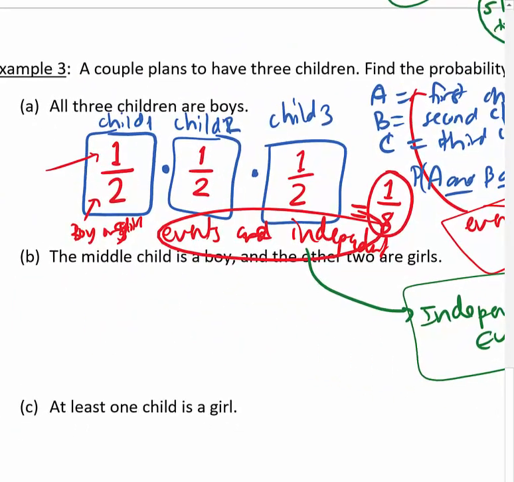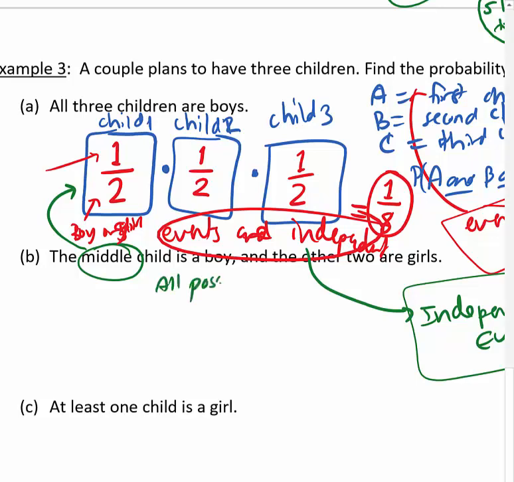But how about part B? The middle child is a boy and the other two are girls. Well, this one's actually tough to calculate. Because if we were to do the same thing we did last time, a half chance and a half chance and a half chance, then it wouldn't take into account that we want the middle child to be a boy. If you did it this way, you have a 1 out of 2 shot of getting a girl for the first one, a 1 out of 2 shot of getting a boy for the second one, and then 1 out of 2 for a girl, then I guess that's more specific. So what we could do is think of all the possibilities.